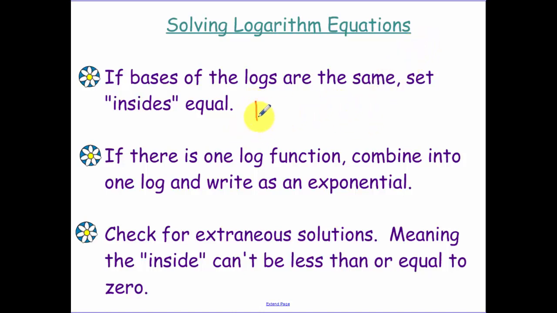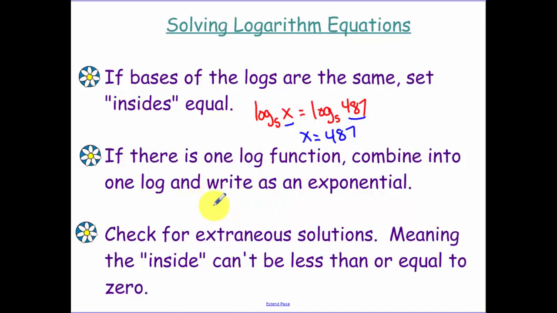so you have a log base 5 of x on one side, and say you have that equals log base 5 of 487, set the insides equal. I call x and the 487 the insides. There is one log function. If there is one log function, combine into one log and write as an exponential.